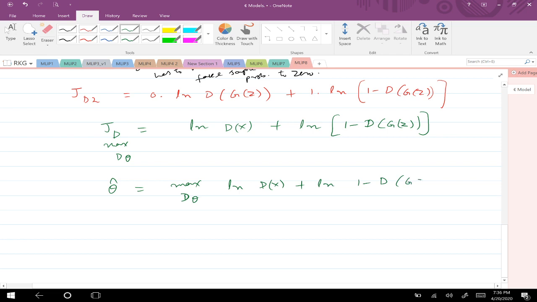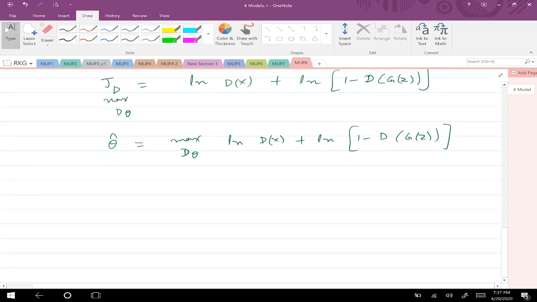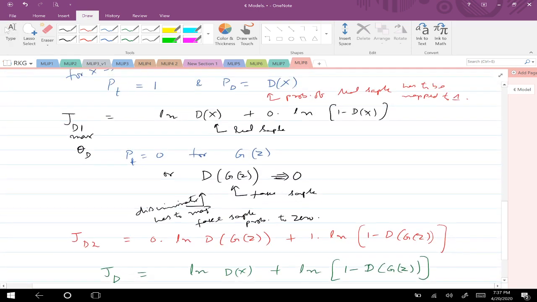Please note that D of G of Z is the probability of a fake sample, and so we are simultaneously maximizing the probability of the real sample and minimizing the probability of the fake sample. Whereas, what is the role of the generator now? This is all regarding the discriminator.